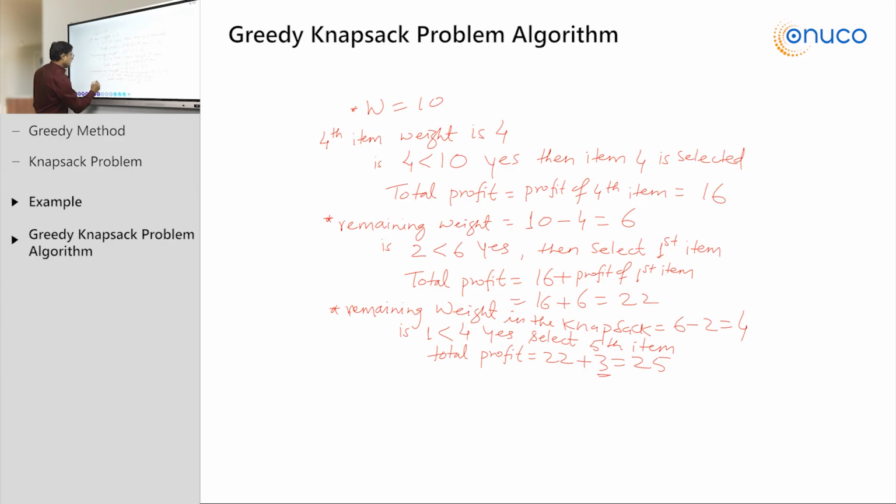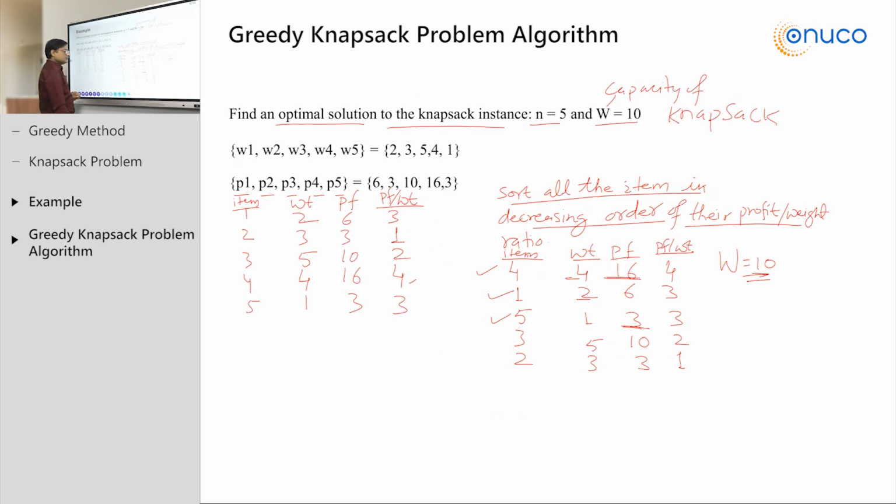Total profit is done, and what is the remaining weight as of now? Remaining weight in the knapsack is 4 minus this 5th item's weight, which was 1 kg, so now it is 3. So now we have 3 kg, we can add it. Now let us see that. What is the next profitable item? It is item 5, profit is 10.